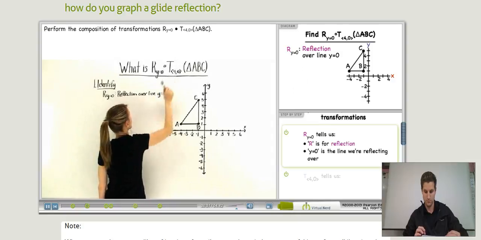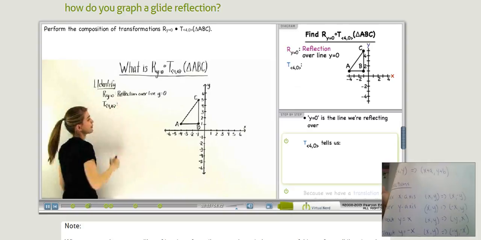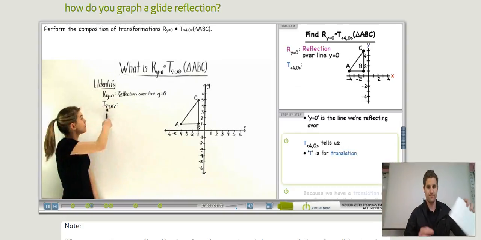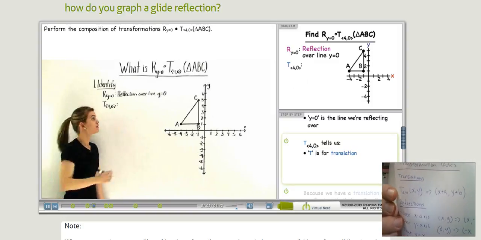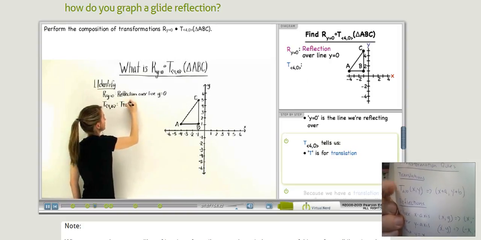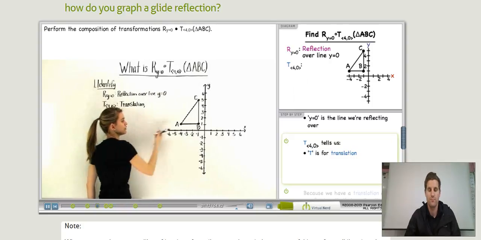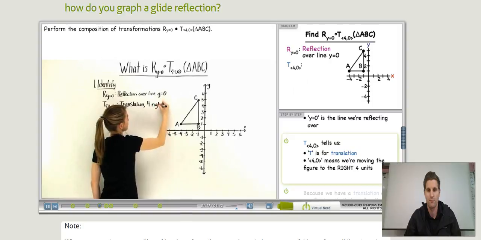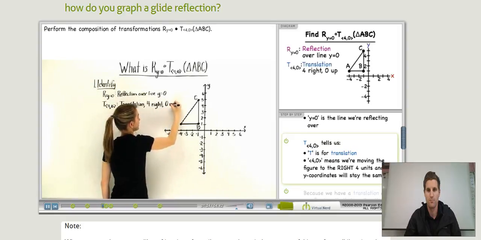Next, we see a T with a 4, 0. The T tells us we're talking about a translation. The 4, 0 tells us how we want to translate. 4 units in the positive x direction, 0 units in the positive y direction. So we have a translation, and if we move in the positive x direction, we're moving that way, to the right. So we want to move 4 units to the right. If we move in the positive y direction, we're moving that way, up. So we're going to move 0 units up.